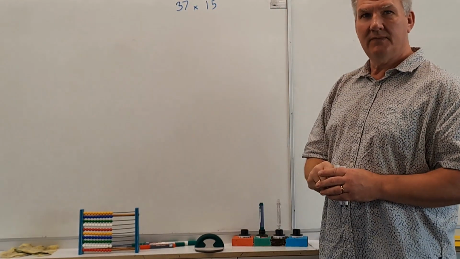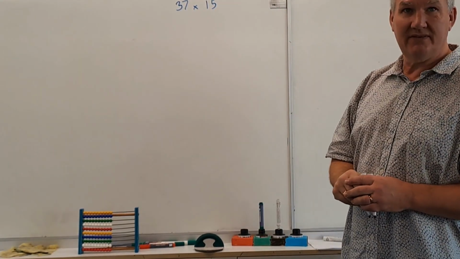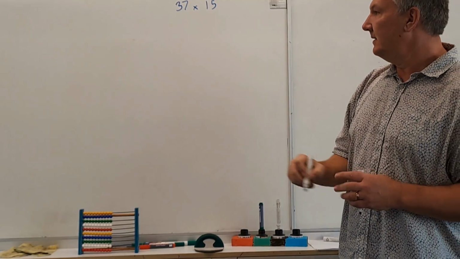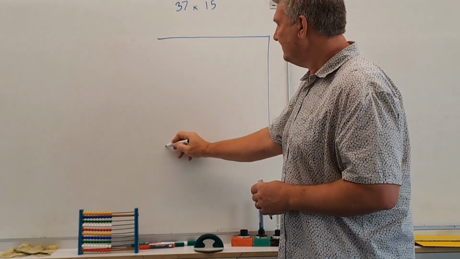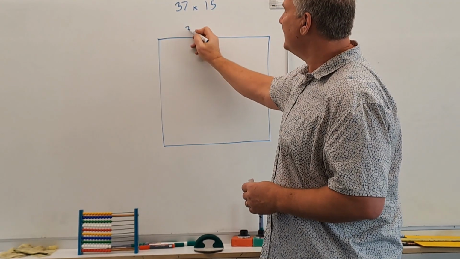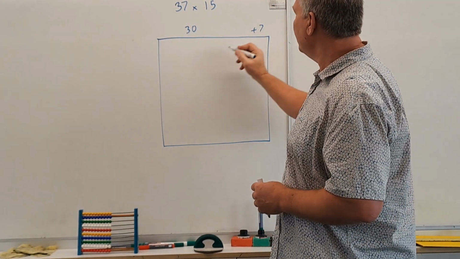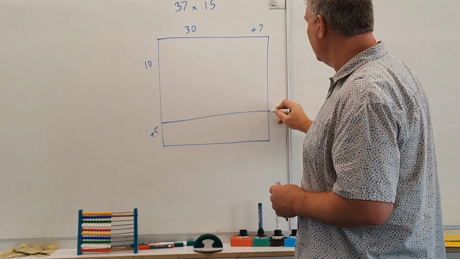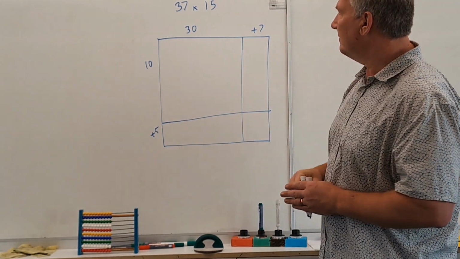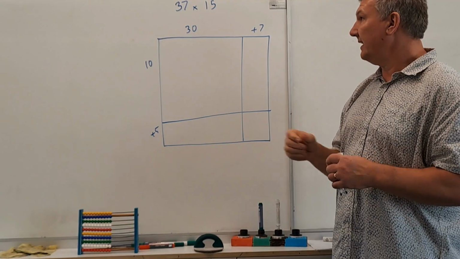For example, we could go something like 37 multiplied by 15. Now again, it's going to be a rectangle. I'm going to jump a few spaces a little bit, but hopefully people can understand, that we have these, again, 4 subgroups.